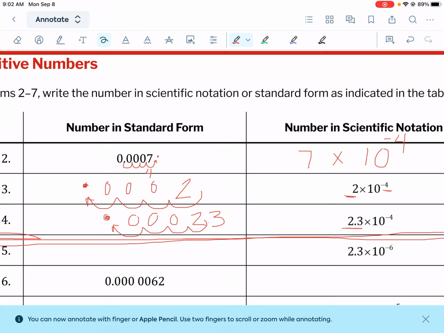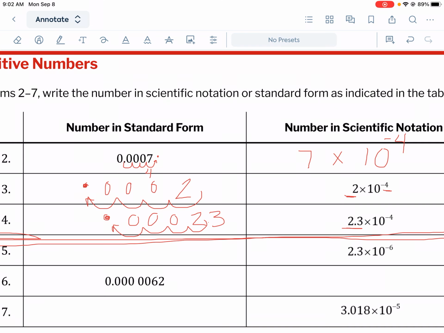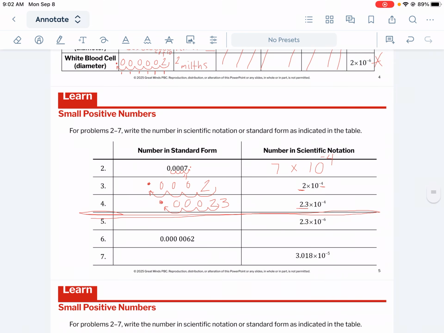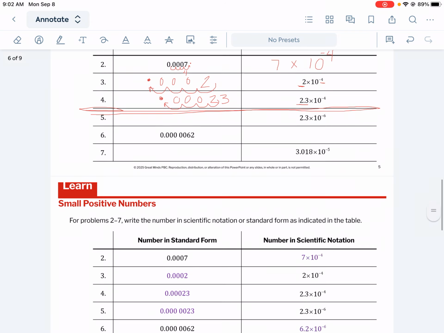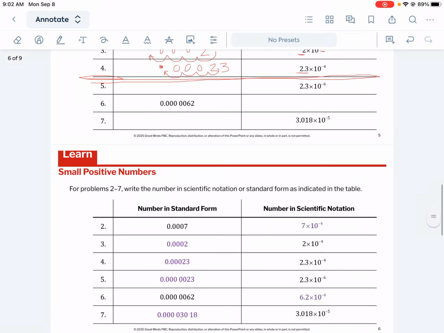All right. In your own time, knock out number 5, 6, and 7. I would say if you have questions, feel free to ask, but obviously I'm not there.